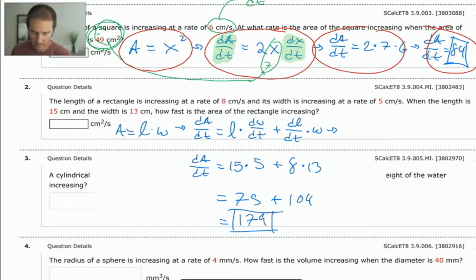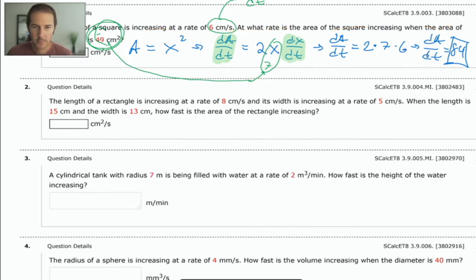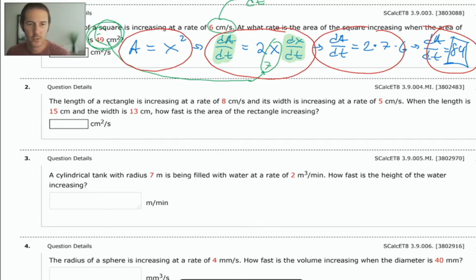What was this next problem that I wrote over the top of? Hopefully you wrote this down. I'm going to erase this stuff, and that way I can get access to that previous problem again. There it is. Yeah, that works. A cylindrical tank with a radius of 7 is being filled with water. How fast is the height of the water increasing?